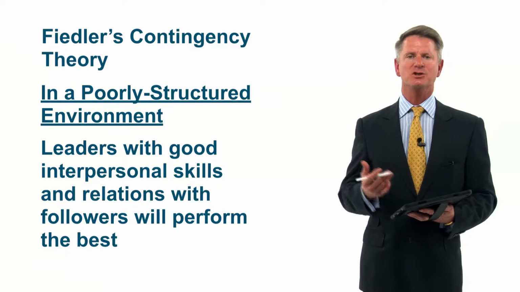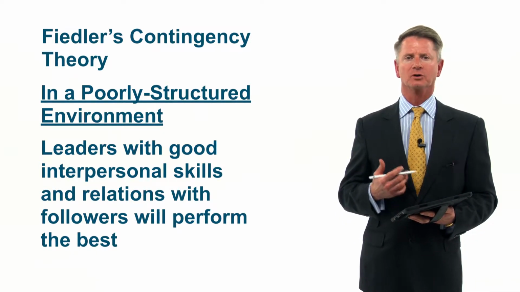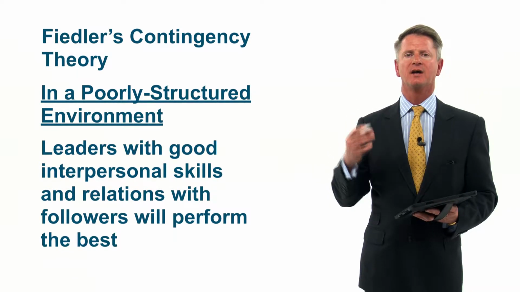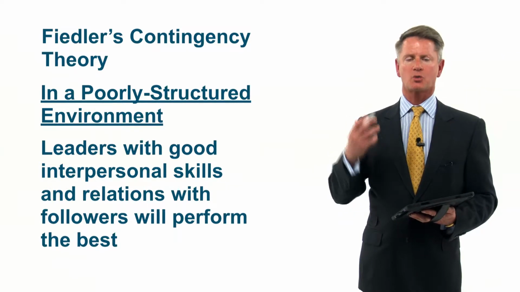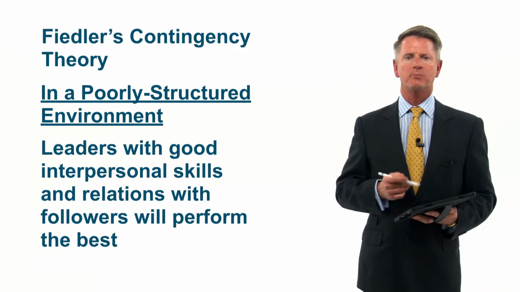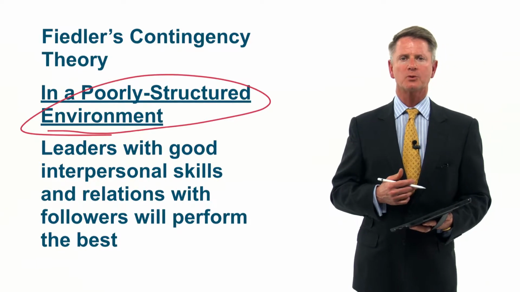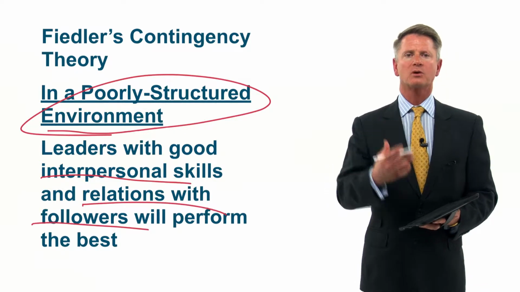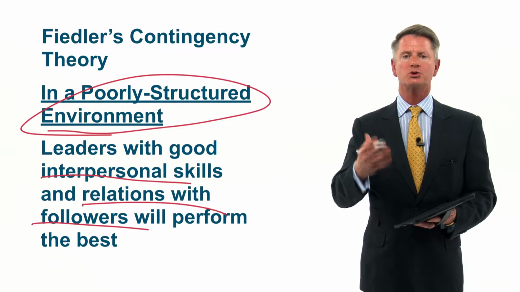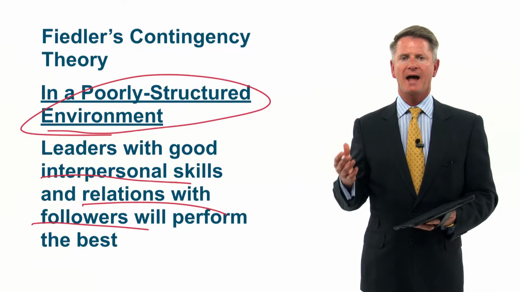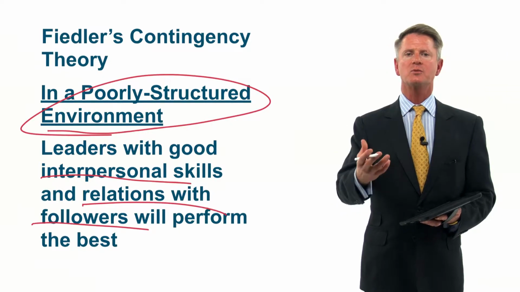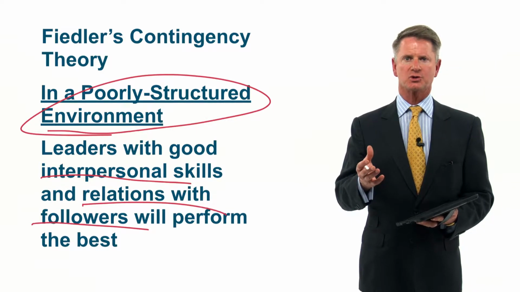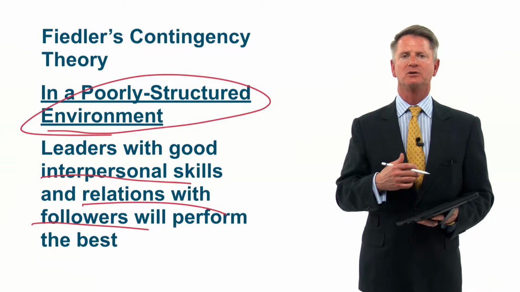The primary guru of contingency leadership theory is a gentleman named Fiedler. Professor Fiedler looked at when different styles of leadership are effective, and he came down to the primary difference being the structure of the environment. So he said, for example, in a poorly structured environment, leaders with good interpersonal skills and good relations with followers perform the best. In other words, a poorly structured environment is a situation where the rules don't work very well or the rules are not clear. And the people who do the best as leaders are the ones with good communication skills and the ability to build strong relationships with followers, transformational leaders.